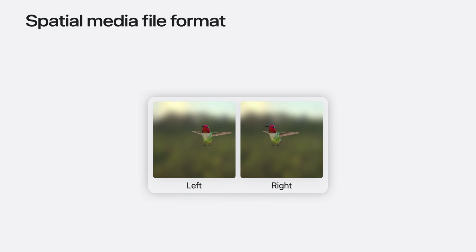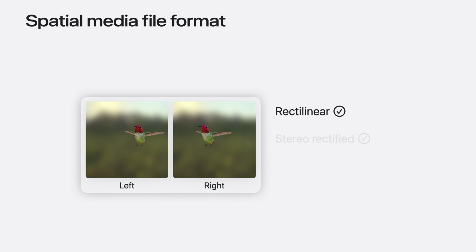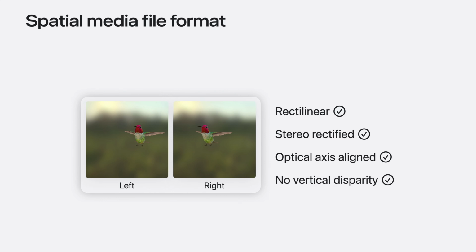Let's review what we've done so far. We've got our left and right frames that we've ensured are rectilinear, stereo-rectified, optical axis aligned, and have no vertical disparity. We also know our baseline and field of view. Now, let's see how this content gets rendered. That's where the magic happens, and where all of this careful camera calibration will finally pay off.